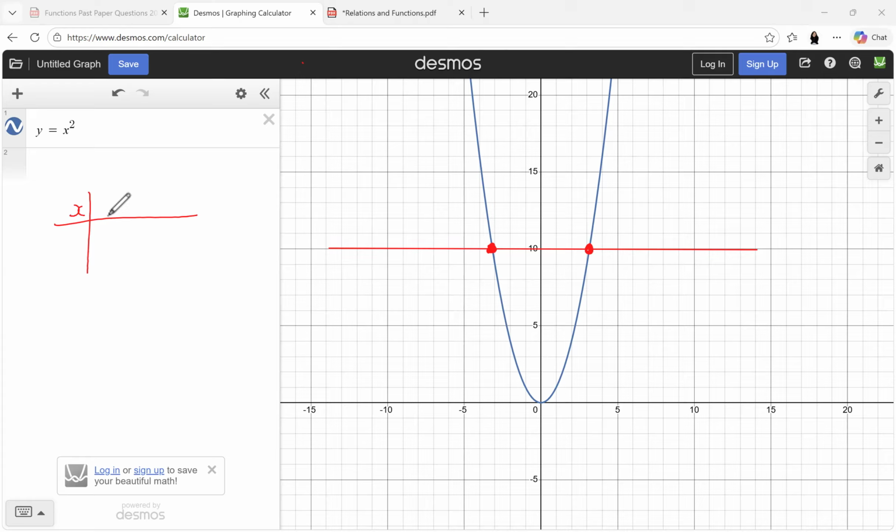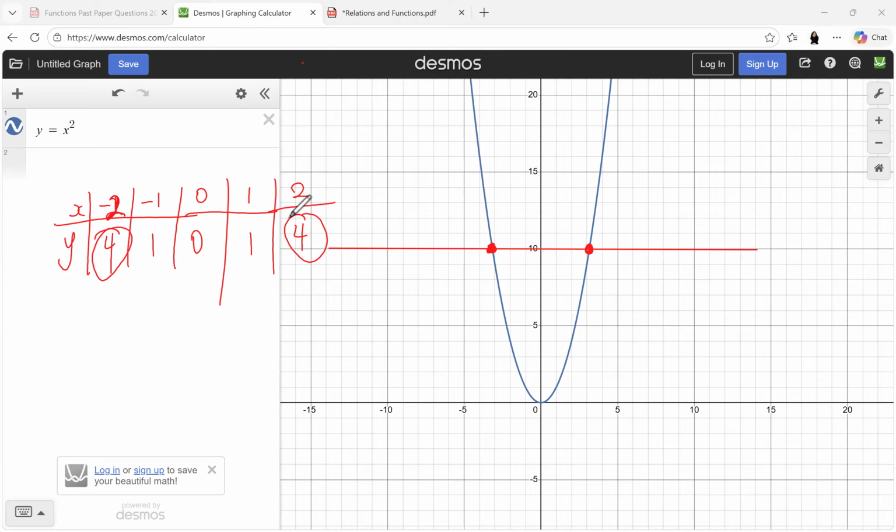When x is, and I'm going to put this in a table of values, when x is -2, y will be -2 times -2, which is 4. When x is -1, y will be -1 times -1, which is +1. When x is 0, y is 0. And then when x is +1, y is also 1. When x is +2, y is also 4. So as you can see, you have the same y value, 4, connected to two unique x values, -2 and +2. And we can see that on the graph as well.